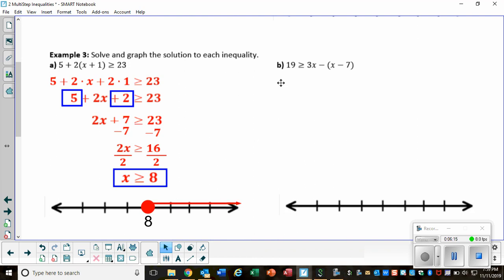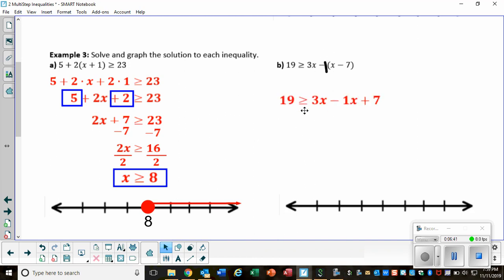Now B, you could rearrange this if you want to, but you don't need to. First thing I notice is that there's no number in front of the parentheses, so I should write in that invisible 1 that's right there. And that's what I'm going to distribute to the x and to the negative 7. Distribute that negative 1. The 3x is just going to hang out in the front. So I go ahead and multiply 1 times x and 1 times negative 7.